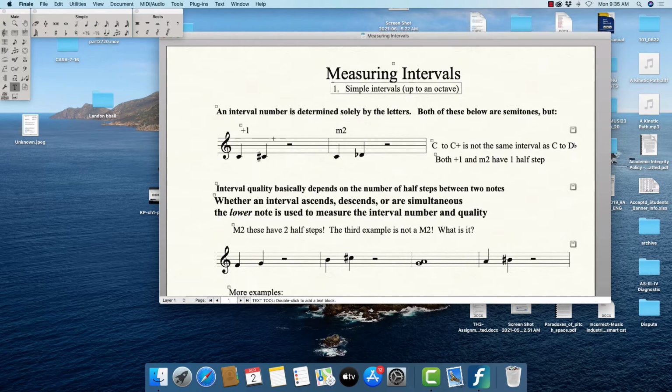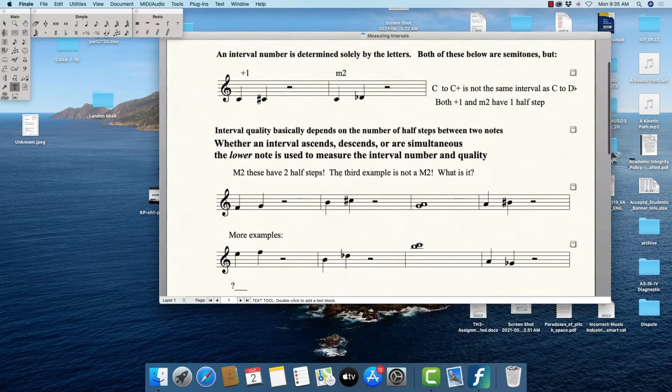So anytime we want to find an interval number, we simply look at the spelling and we'll count how many letters we are away from the lower note to the upper note. The next part of it is the interval quality. Okay, the quality depends really on the number of half steps between two notes. So we're going to have to understand that each interval type, quality, has to have a certain number of notes in order to be that quality.